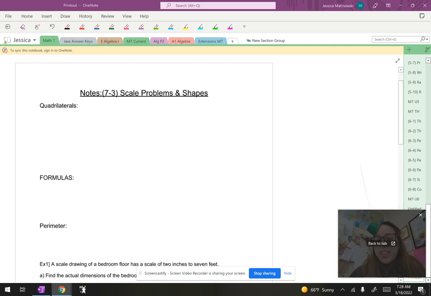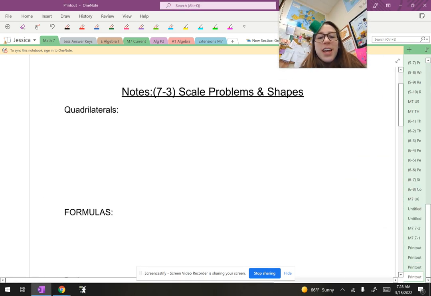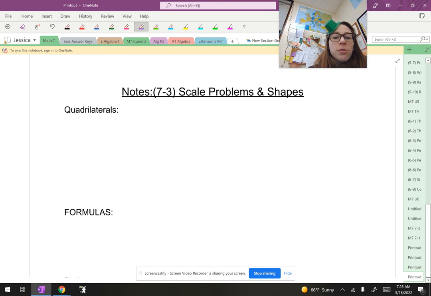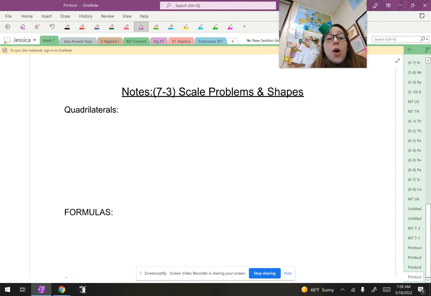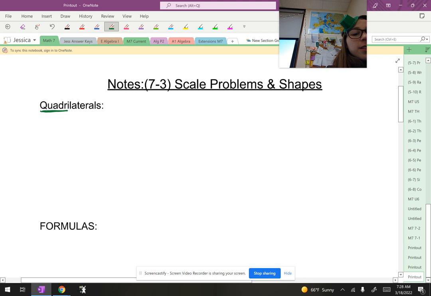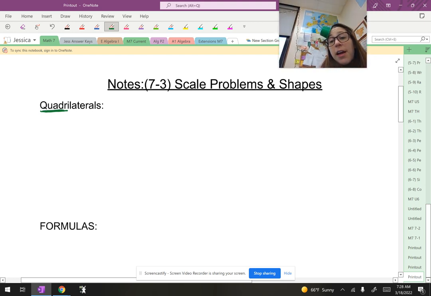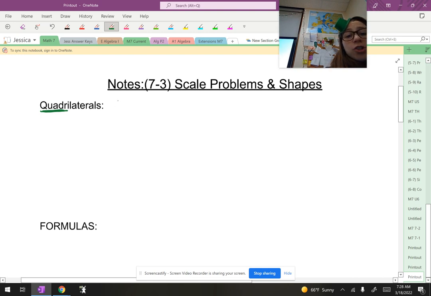Hello and good day to you, wonderful humans. We are going to look at Math 7 notes today for 7-3 on scale problems and some shapes. So first off, we need to talk about what a quadrilateral is. And I'm sure from the prefix of that word, you can see that quad is a shape.